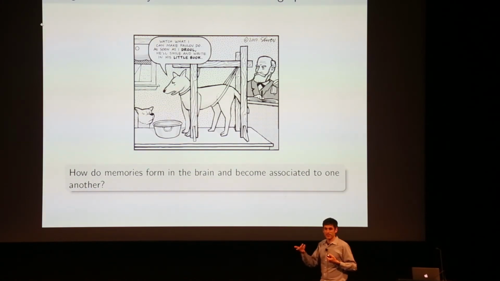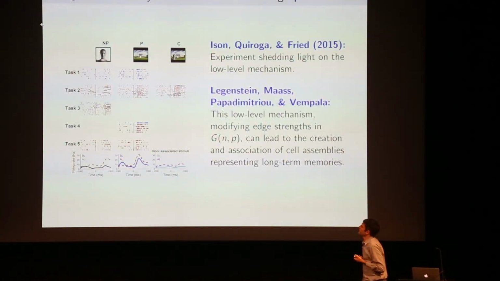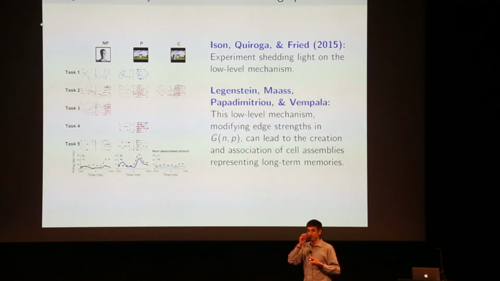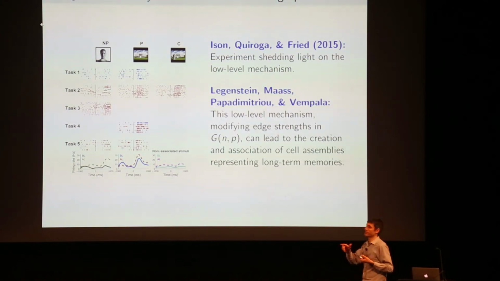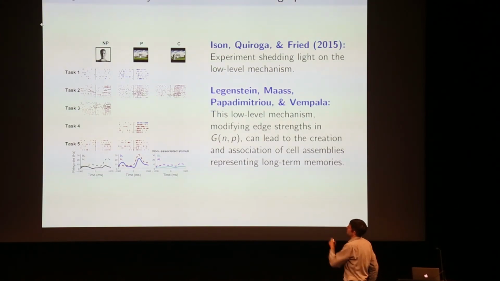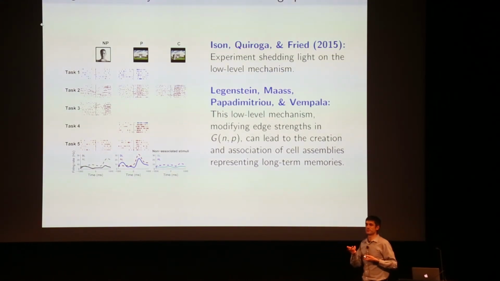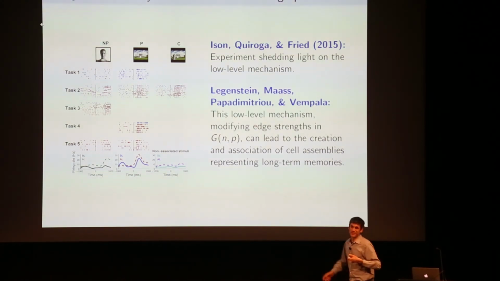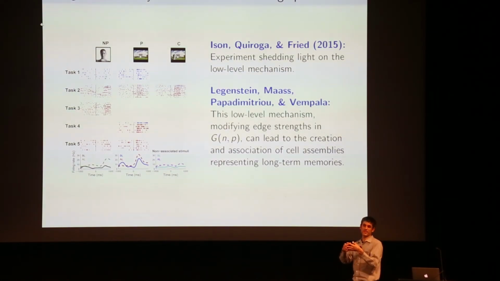That famous experiment demonstrates that these memories and associations form, but says very little about the mechanism by which that happens. A recent experiment reported in 2015 actually gives some insight into the low-level neural mechanisms that lead to the formation and association of these memories. And what the authors of this paper are doing is they're giving a very simple, surprisingly bare-bones mathematical model whereby this low-level mechanism can lead to the formation of stable assemblies of cells, represented in this case as nodes of a G(n,p) graph.